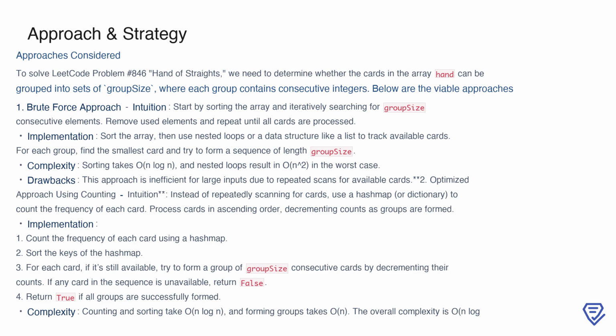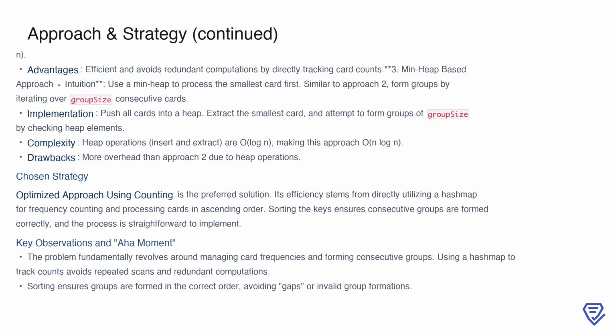Additionally, there's another method involving a min heap. In this approach, all cards are pushed into a heap, and the smallest card is extracted to form groups of consecutive cards. The heap ensures that we always process the smallest available card first. While this method shares a time complexity of n log n with the counting approach, it introduces more overhead due to repeated heap operations, such as insertions and extractions.